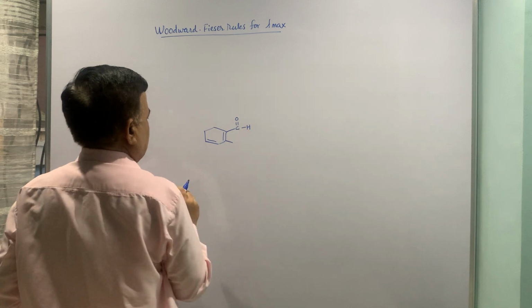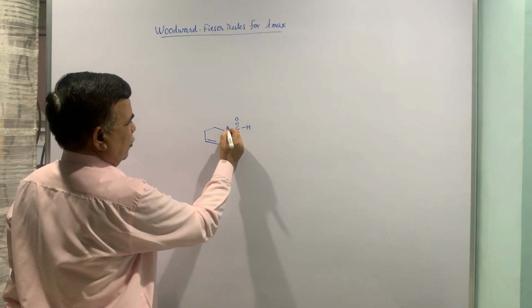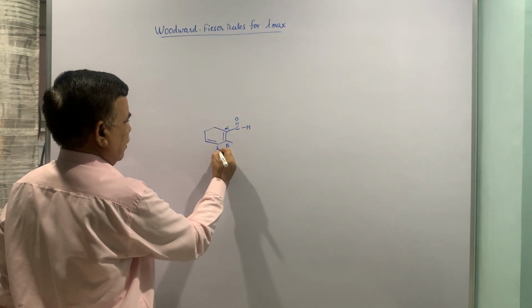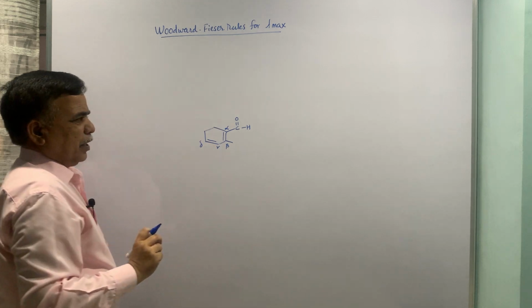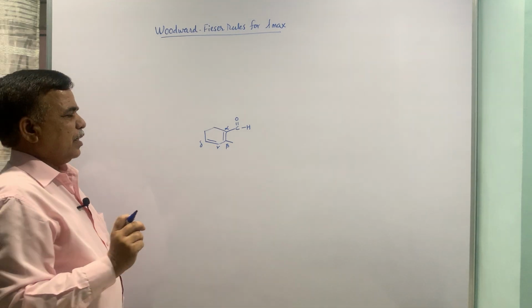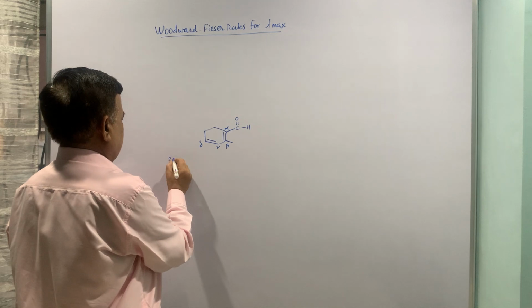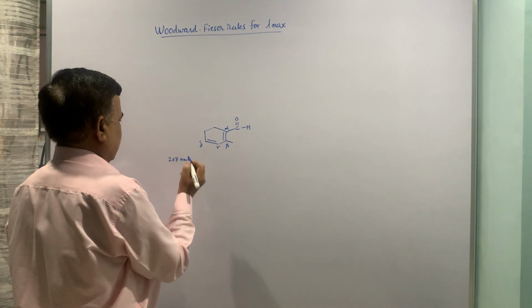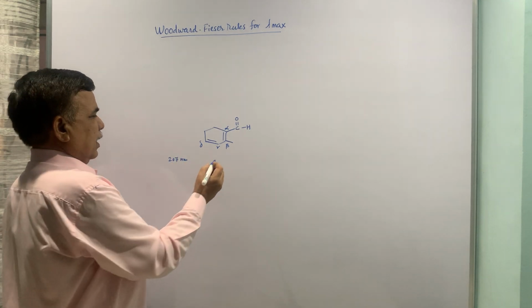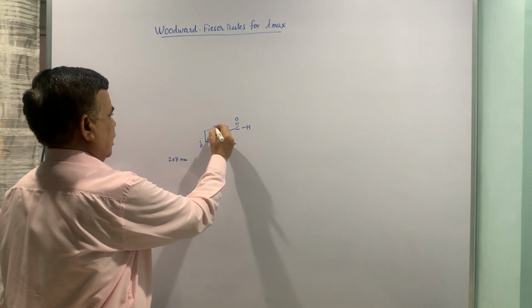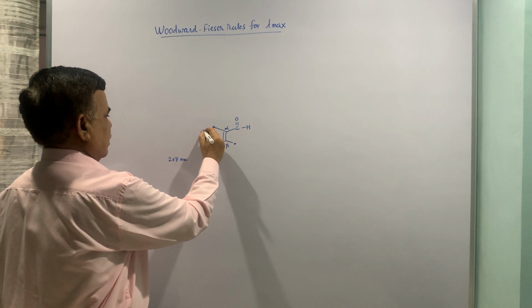Let us say this is the example. Now the first and foremost thing is you have to mark alpha, beta, gamma, delta, that is essential here. Aldehyde, so basic lambda max is 207 irrespective of anything. Then this is one substituent, this is second substituent, this is third.